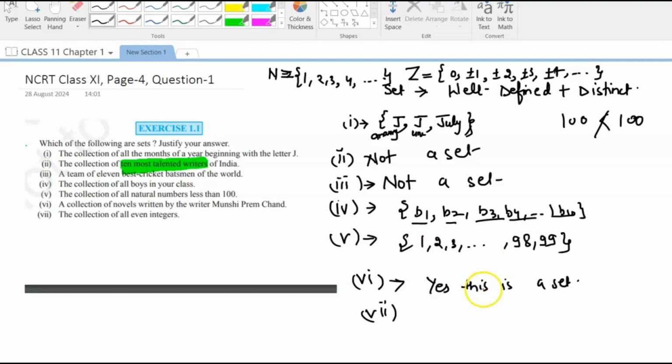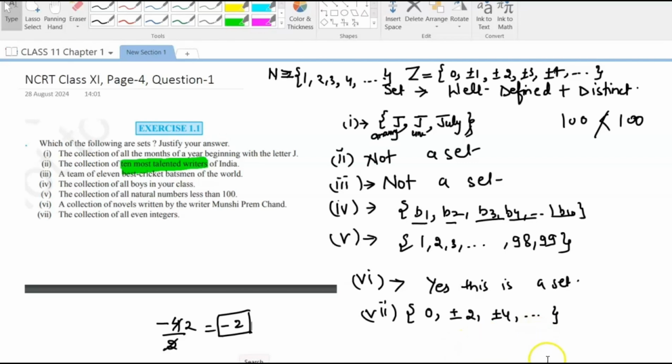So it would be 0, plus minus 2, plus minus 4, and so on. And there should be no confusion. Even if the number is minus 4, 2 still divides it, right? You will get minus 2. So minus 4, minus 6, minus 2, they are also even integers. Okay, let's see the next.